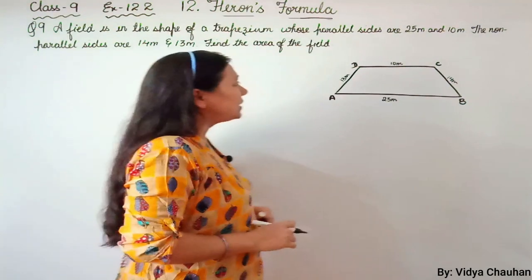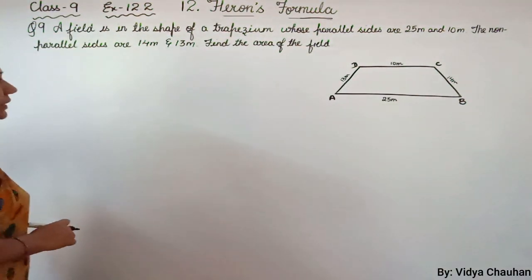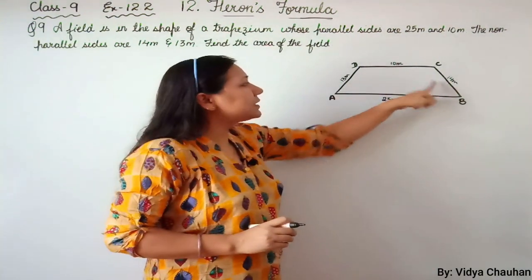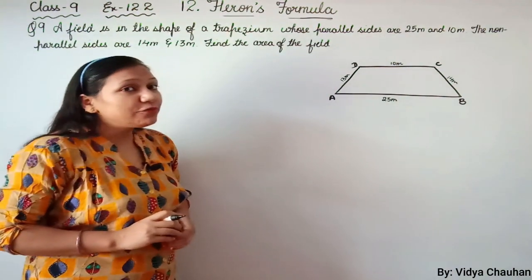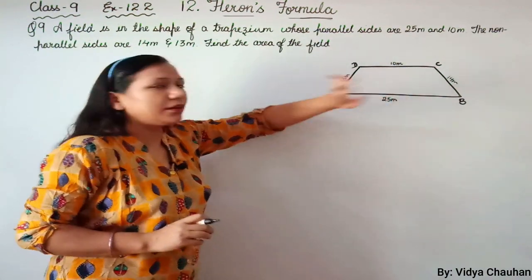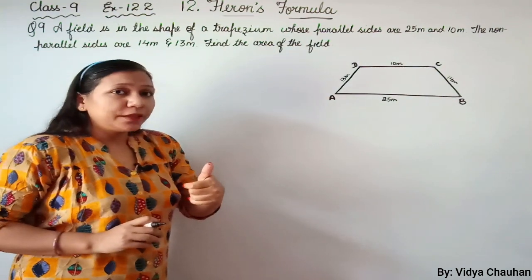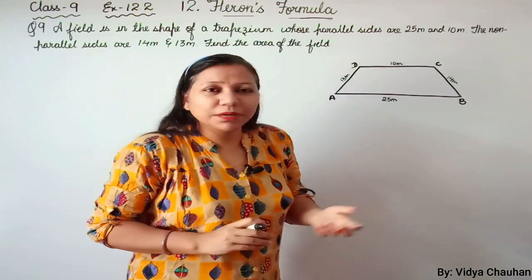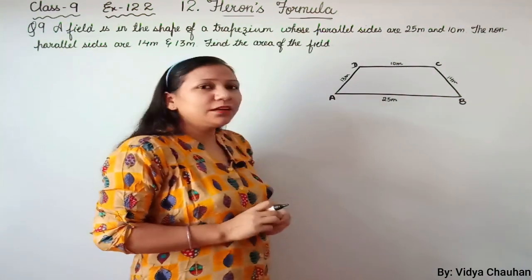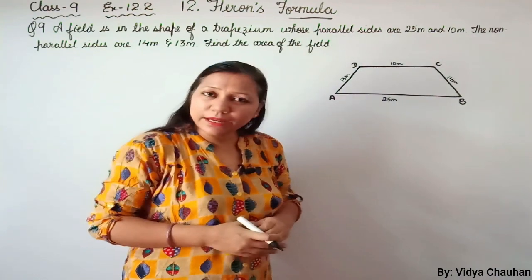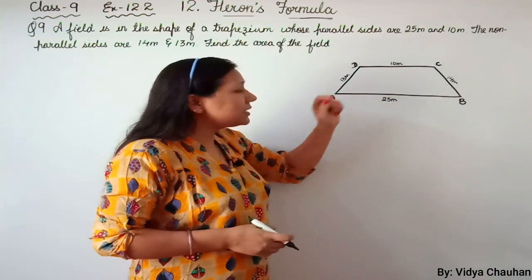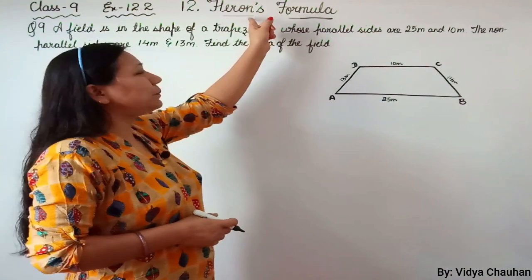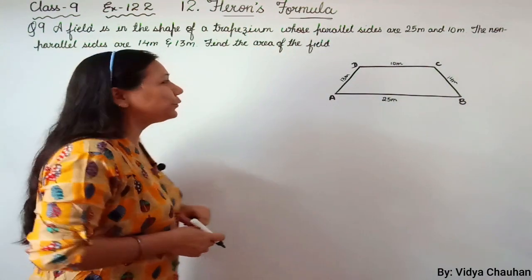Now, this is done. The trapezium is ready, A, B, C, D, with all the dimensions. Parallel sides as 25 and 10, non-parallel sides as 14 and 13. Now we have to find the area of this figure. If the height of the trapezium was given to us, we could have found the area directly by using the formula of area of trapezium, half the sum of parallel sides multiplied by height. But here, since the height is not given to us, we have to use something related to our chapter, Heron's formula. So let us see how to do that.